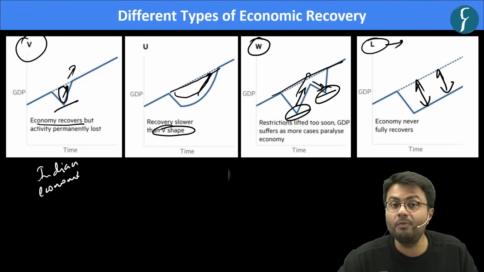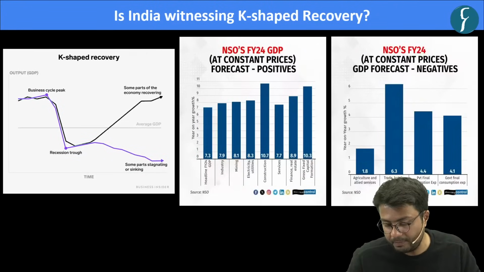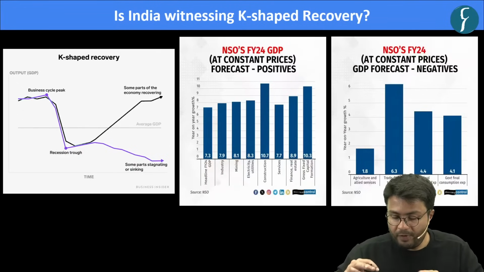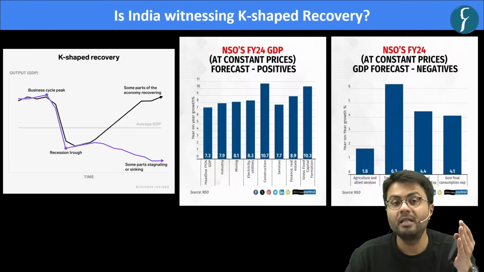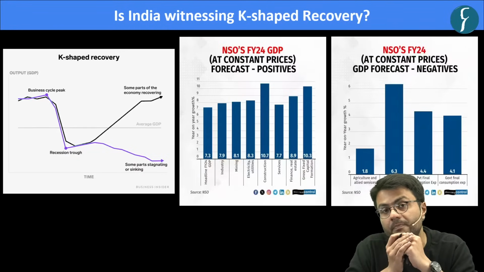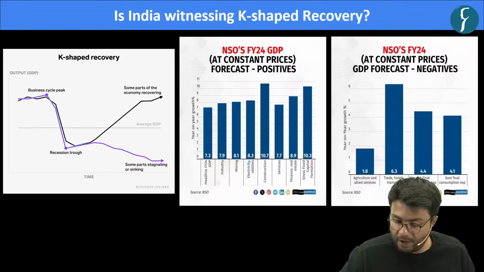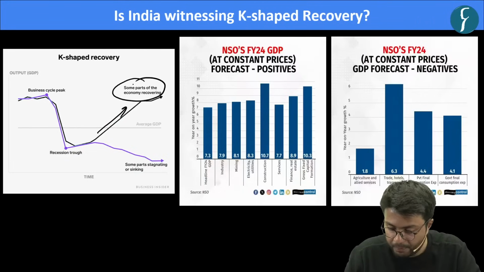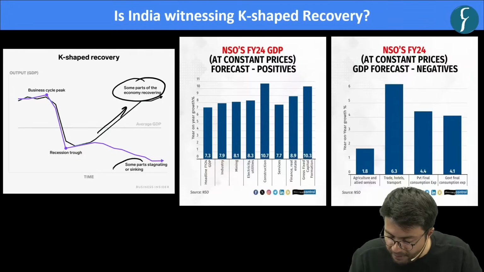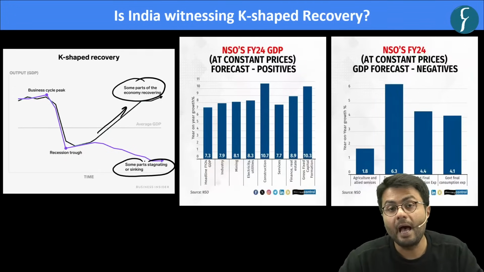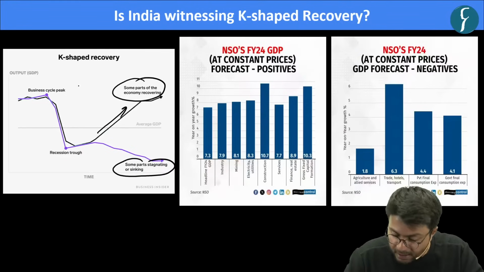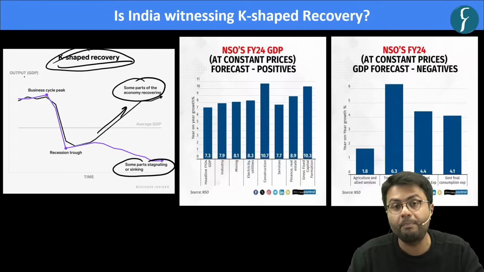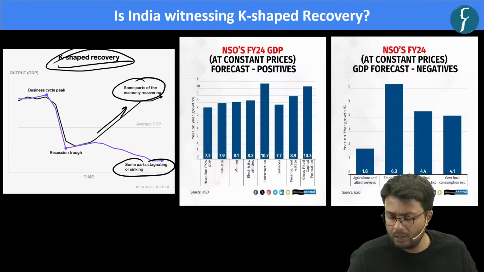Now, let us understand what a K-shaped recovery is. The K-shaped recovery signifies that various parts of the economy are growing at a divergent pace. Because in a K-shaped recovery, as you can see from this graph, some parts of the economy are recovering, whereas some other parts might even be stagnating or sinking. And according to experts, the Indian economy is currently witnessing this particular shape of recovery. And these experts have given some examples.